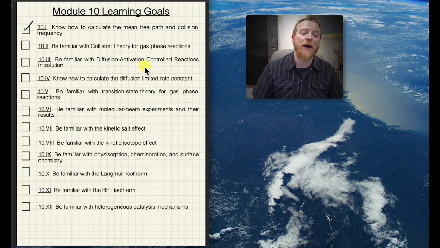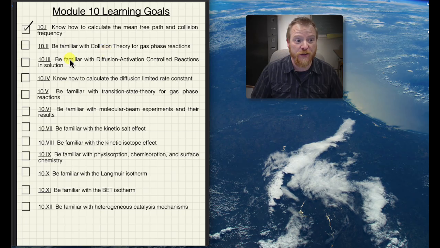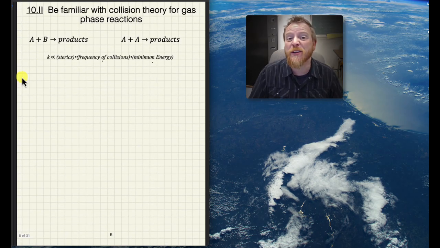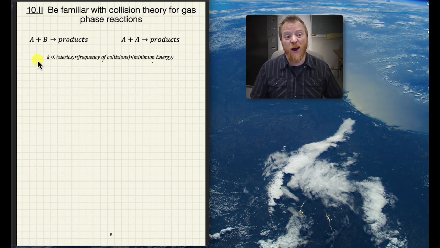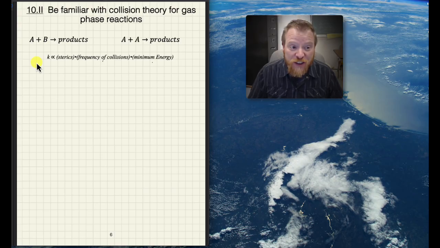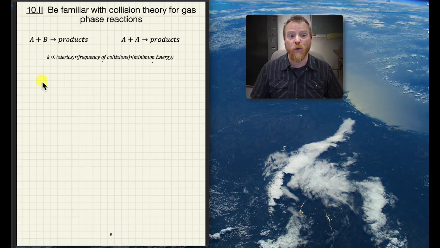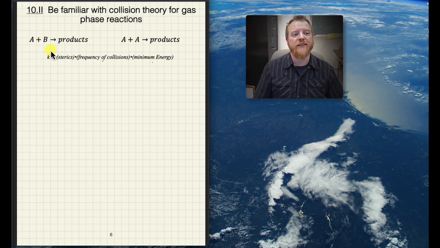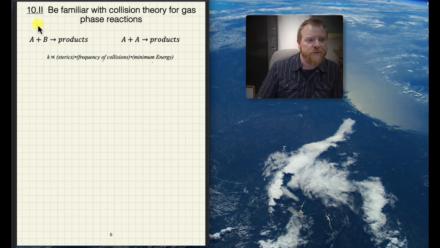Okay, folks, picking up where we left off from the mean free path and collisional frequency, let's take that and develop it a little bit further and think about how we can come up with a fundamental way of deriving a rate constant and a reaction rate from this whole notion of collisions, from collision theory. So we can think of this as either A plus B makes products or A plus A makes products, right?